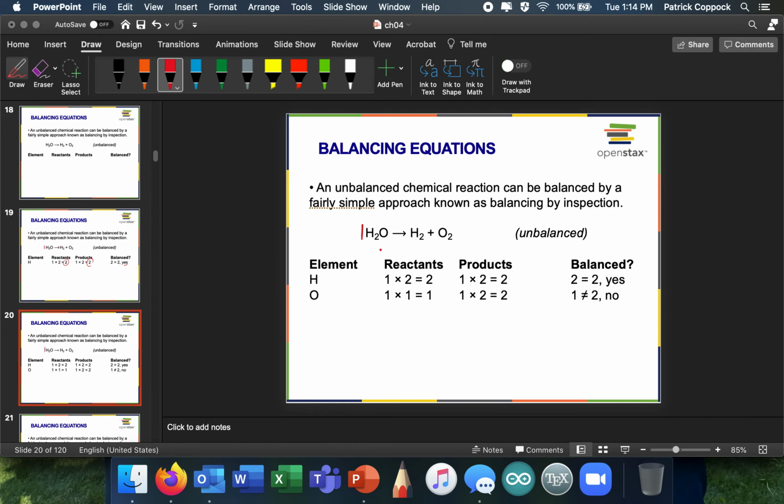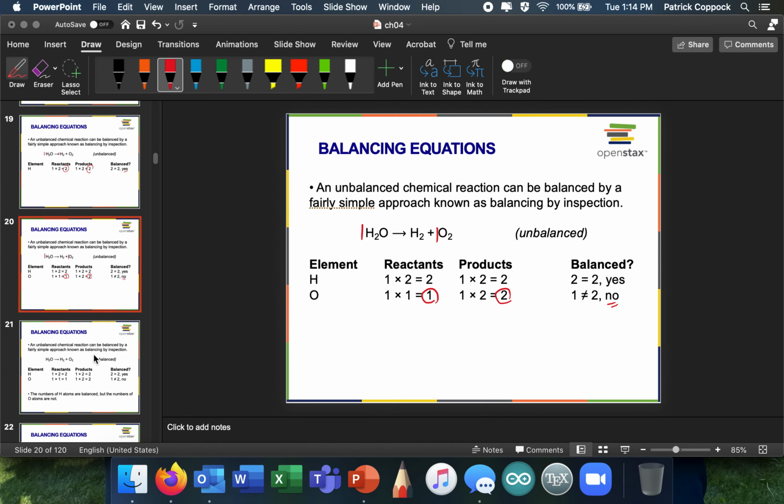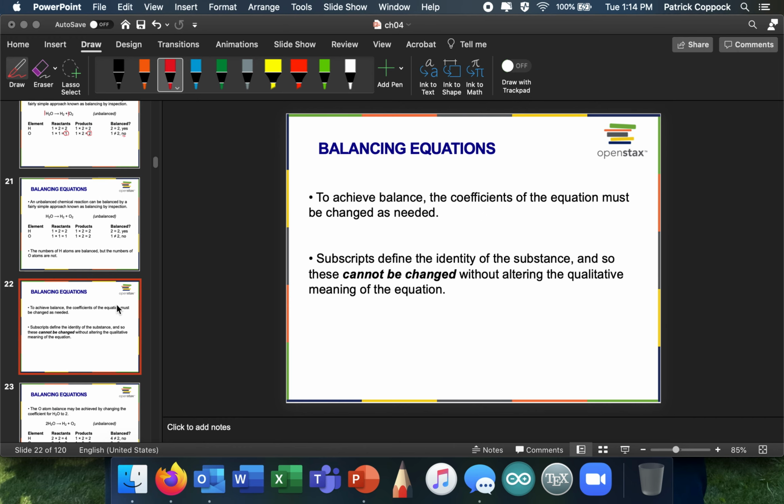So let's move on to the next one. Oxygen, there's a 1 here. 1 times 1 is 1, and 1 times 2 is 2. Is this balanced? No, it's not. So what are we going to do? You can see that the hydrogens are balanced, but the oxygens are not. To achieve balance, the coefficients of the equation must be changed as needed. This is very important for me to emphasize. Subscripts cannot be changed because they change the identity of the substance itself. Water looks like this. Hydrogen peroxide looks like this. They are very different. You cannot change the subscripts without changing the actual equation or the reaction. So you're not allowed to do that. You'll only change the coefficients.